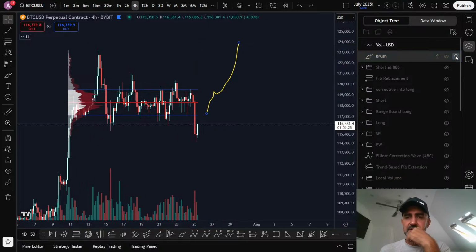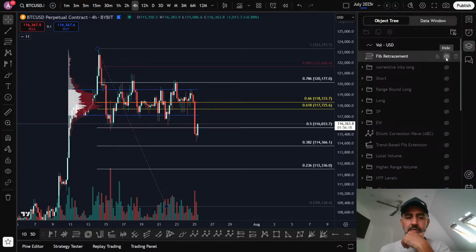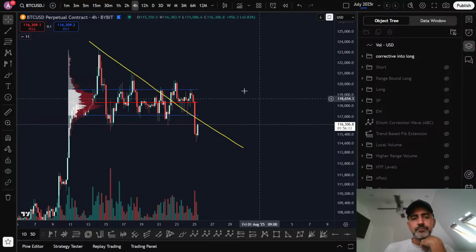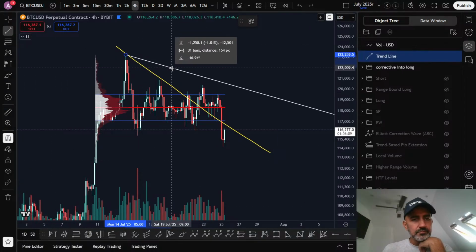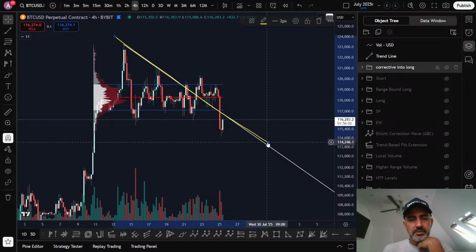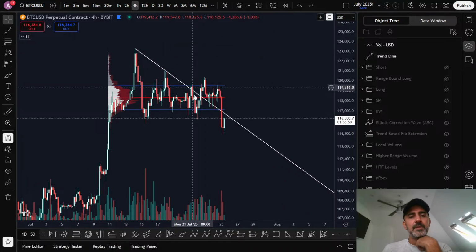Okay, let's just get rid of this now. Get rid of all of that, I think. And go. Sometimes I look at previous ideas because they can still play a part. Now this trend line, I think it could still be relevant right now.